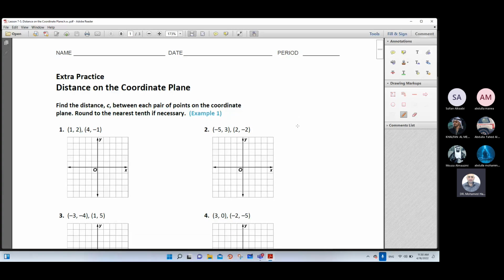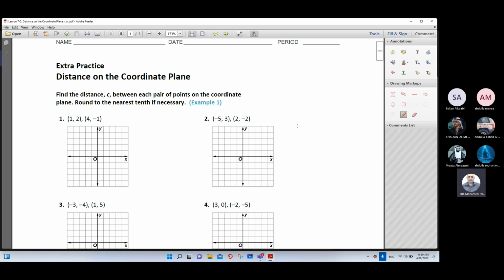Math grade 8. We are in module 7, in the last lesson, lesson 5, distance on the coordinate plane. So today we want to continue. In this lesson we have extra practice. The first question: find the distance C between each pair of points on the coordinate plane, round to the nearest tenths if necessary.